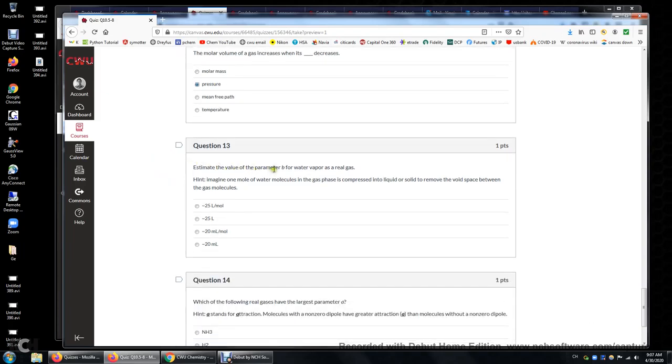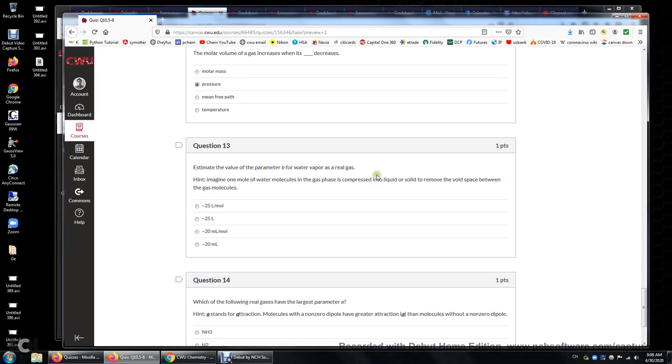Estimate the value of parameter B. B is the size of the molecule. So what we need to do is very simple. If we just need to know the size of a molecule, why don't we just compress 1 mole of such molecules together and measure its volume and then divide it by the Avogadro constant. So that's what we do. We compress this water vapor into maybe solid. It's easier to compute. It's going to be 20 milliliters. For liquid, it's also easy, 18 milliliters.